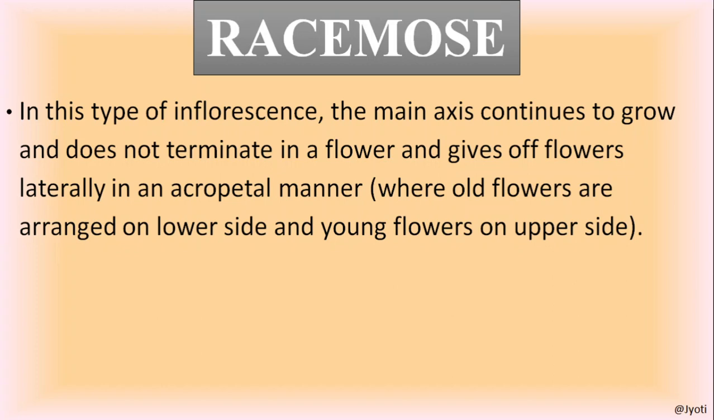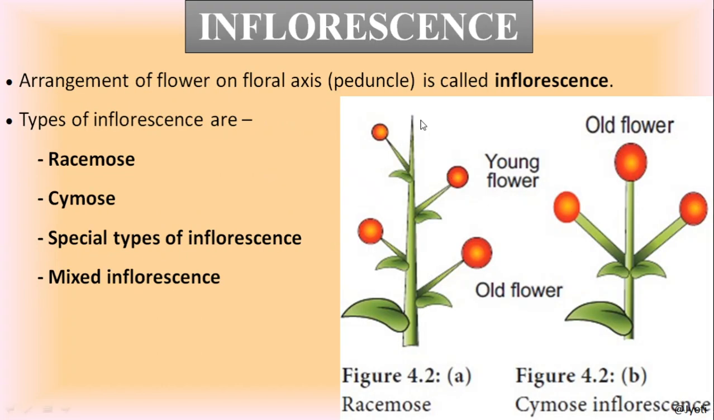What is racemose inflorescence? In racemose inflorescence, the main axis, that means the peduncle, continues to grow and does not terminate in a flower, and gives off flowers laterally in an acropetal manner. Let me show you what is acropetal manner. Here you can see a simple racemose type of inflorescence. As the racemose inflorescence says, the floral axis is not terminated with a flower. Here you can see the terminal part of the peduncle is not terminated with a flower, so it can grow further.